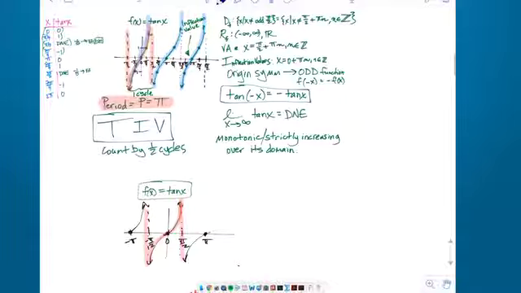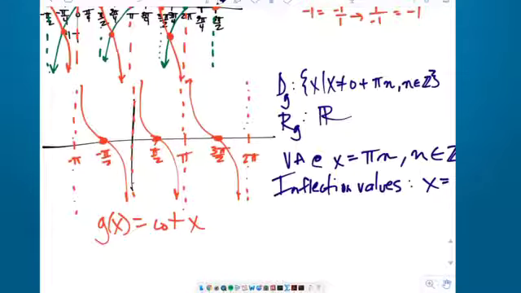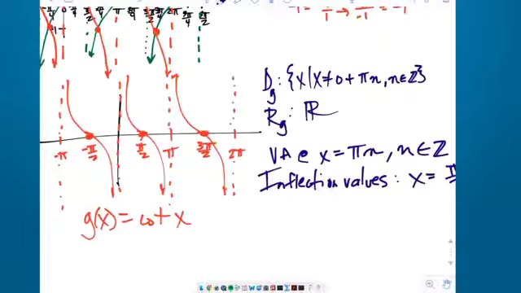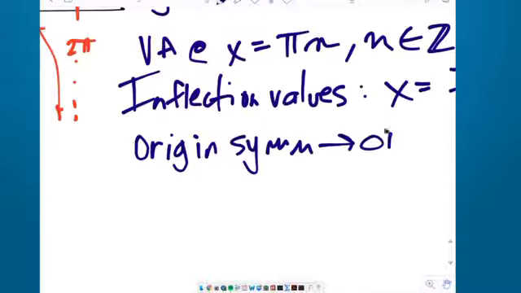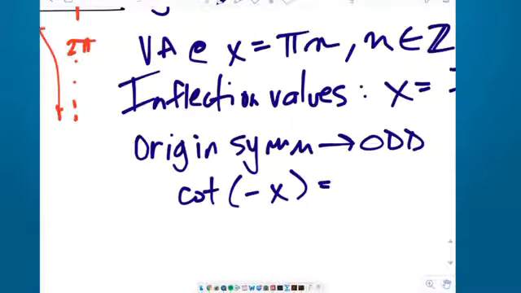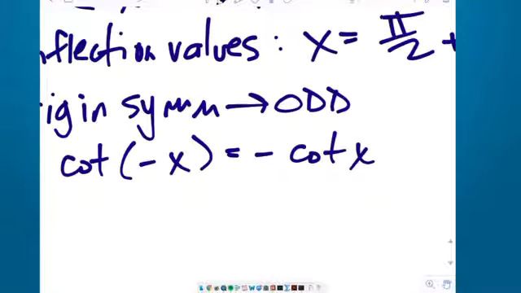The next thing we had was symmetry. Does tangent look like it has any symmetry? Even, odd, or neither? Origin, y-axis, or neither? Take your iPad and turn it upside down. Does it look the same? Mine does. Does yours? It also has origin symmetry. Origin symmetry, so it's also an odd function. So that means cotangent of negative x equals the opposite of cotangent of positive x.